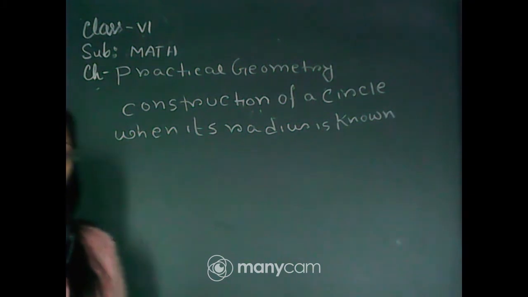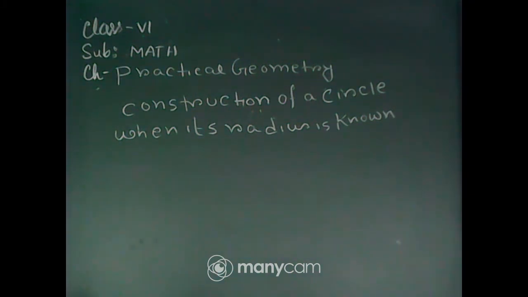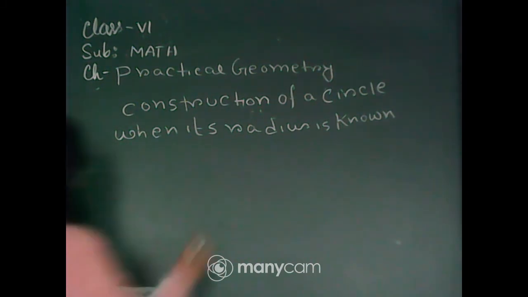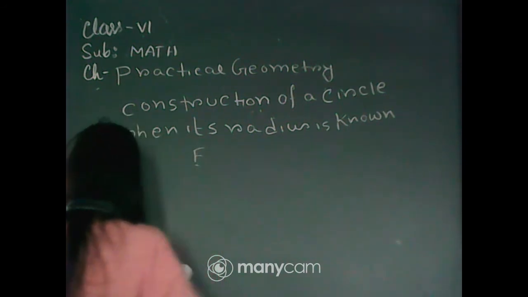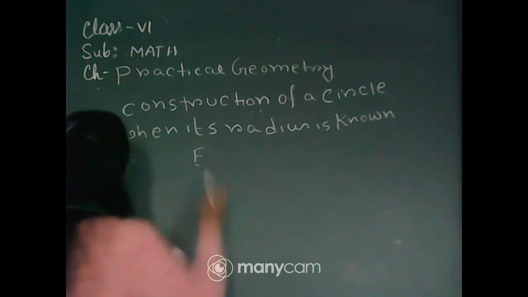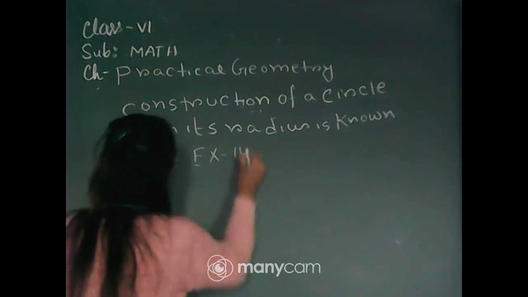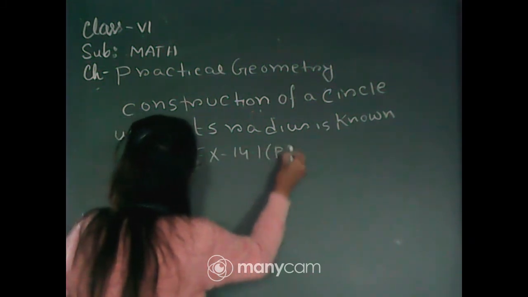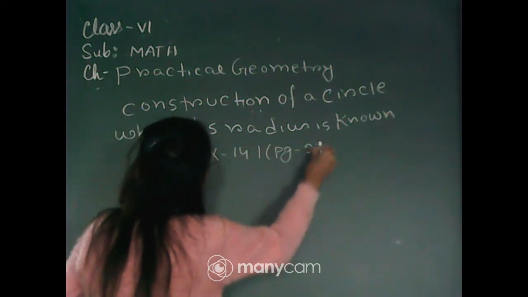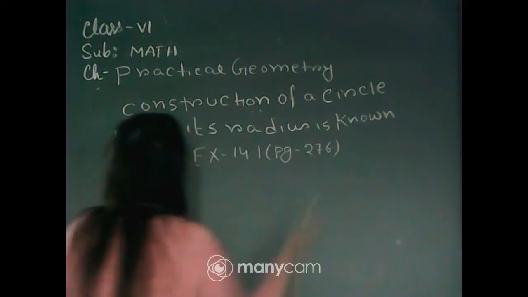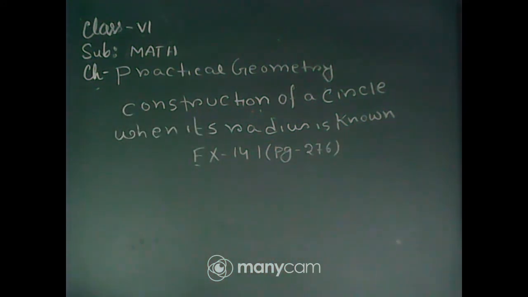The topic is construction of a circle when its radius is known. Exercise 14.1, page 276. First, question number 1.